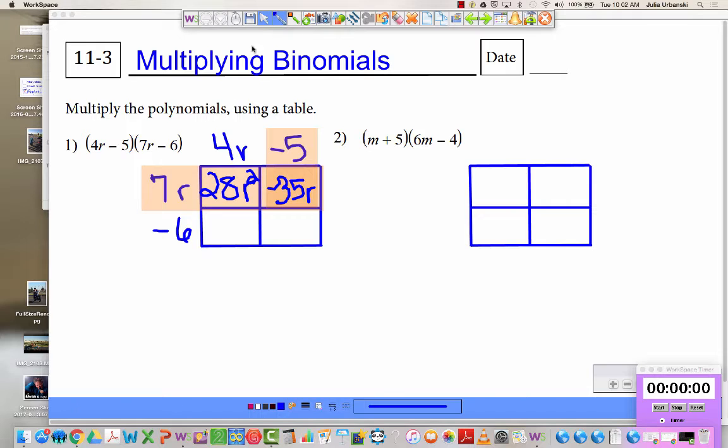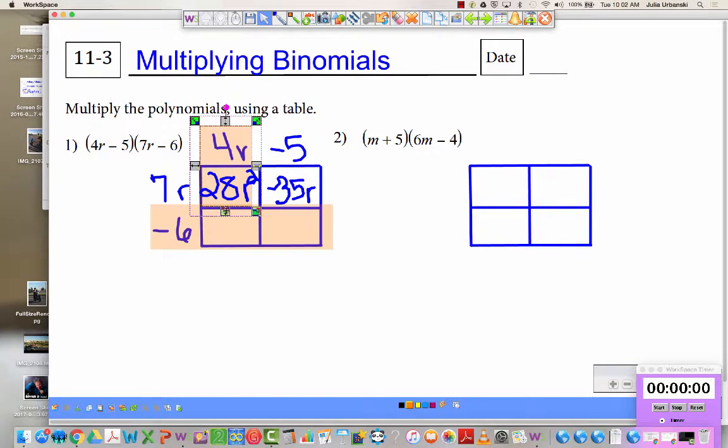Okay, if you just multiply each row by each column, you will have made sure that you didn't leave anything out. Some people multiply 3 things, but they forget about the 4th one. You want to make sure that you include them all. So now it's 4r times negative 6. What does that make? Negative 24r. And then this one? Positive 30. Negative 5 times negative 6 makes positive 30. You can put a plus sign there if you want, or you can just keep it positive.